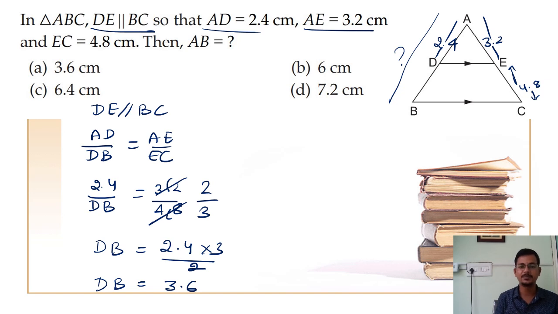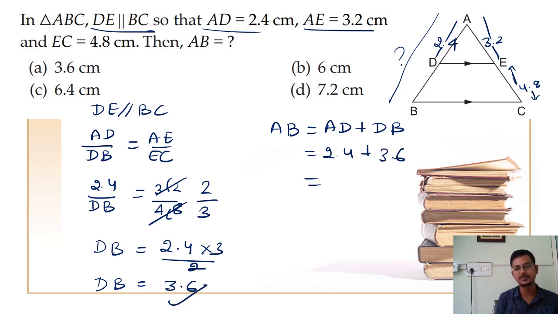But we need to find AB. We can write AB as AD plus DB. AD is equal to 2.4 and DB we have found here 3.6. So 2.4 plus 3.6, this is equal to 6 centimeter. So length of AB is equal to 6 centimeter and here option number B is correct.